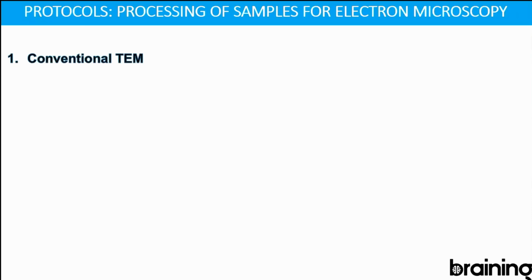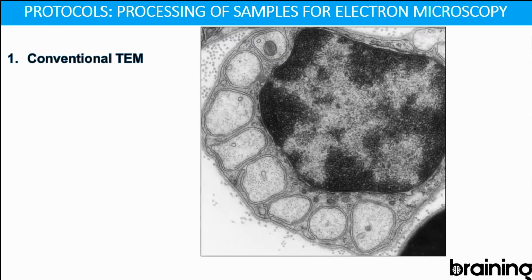We can embed and section tissues, cells, or even isolated organelles, and we can look at them at the electron microscope. And the first protocol I'm going to be talking about is to process for conventional transmission electron microscope, which are these type of images that probably you are very used to looking at. This is, for example, a Schwann cell, and you also have some small axons around it. So it's surrounding some of those axons.